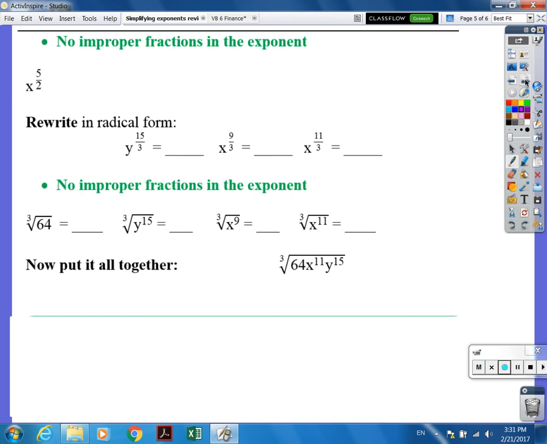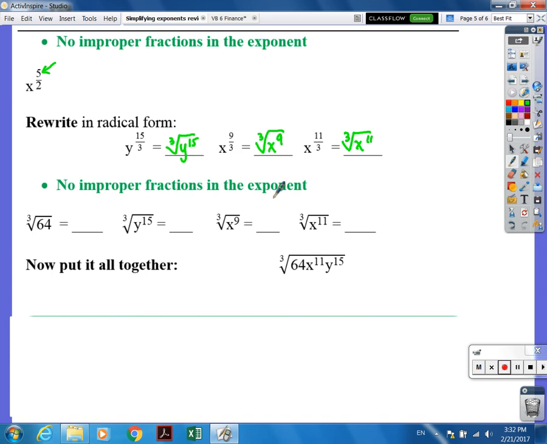And the last one that we have is talking about no improper fraction. Improper fraction, bigger number on top than bottom. So a couple things to remember. If we had to rewrite this, bottom number goes in the hook, so it's the cubed root of y to the 15th. This is the cubed root of x to the 9th. This is the cubed root of x to the 11th. These are all what improper fractions look like in a radical.